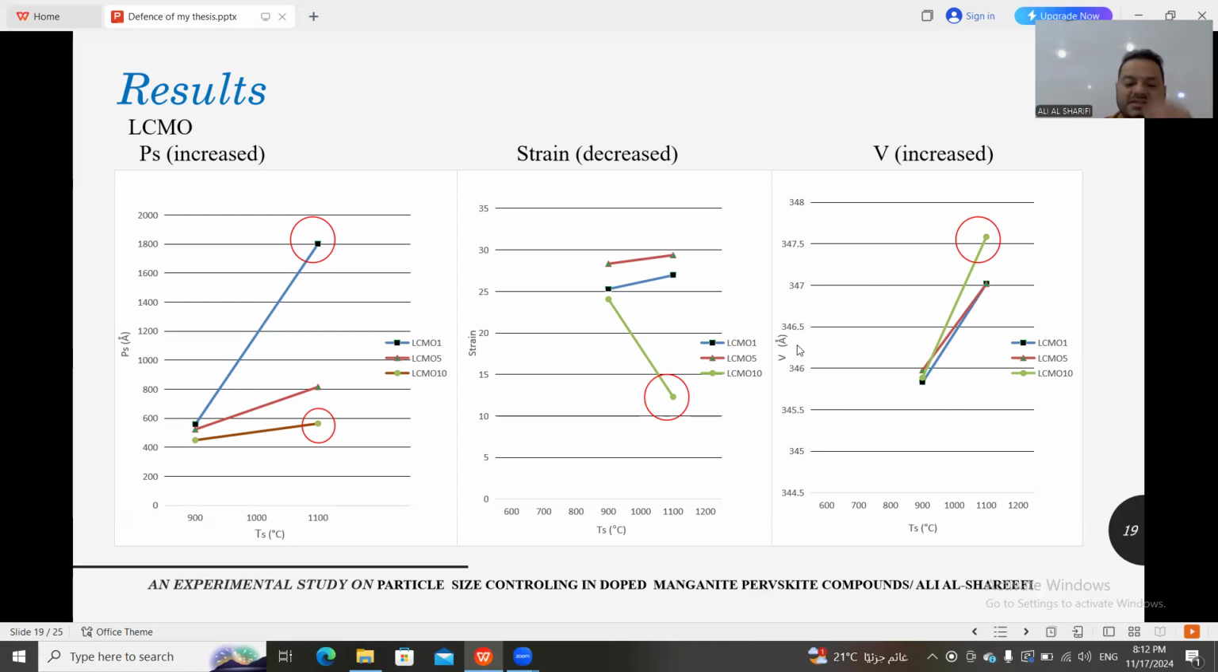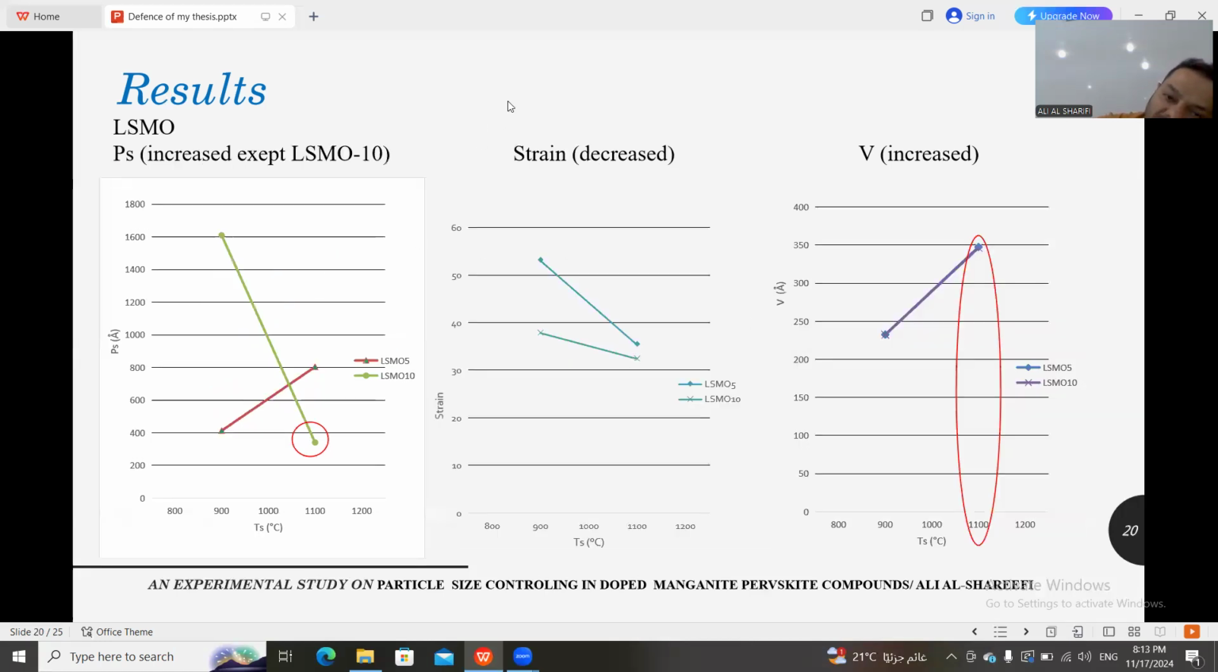That means at 10 molar ratio, the unit cell volume and the strain are the best. Now, let me talk about lanthanum strontium manganese oxide. Here, at just 2 molar ratio, not as with calcium, where I was working on 3 different molar ratios. Here, just 5 and 10.